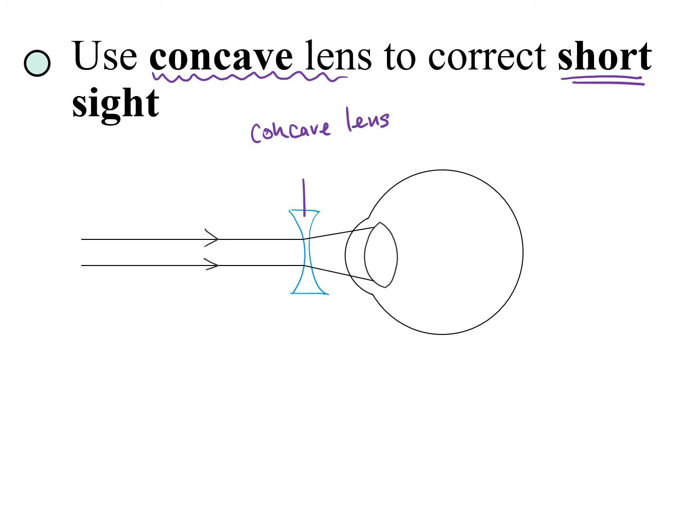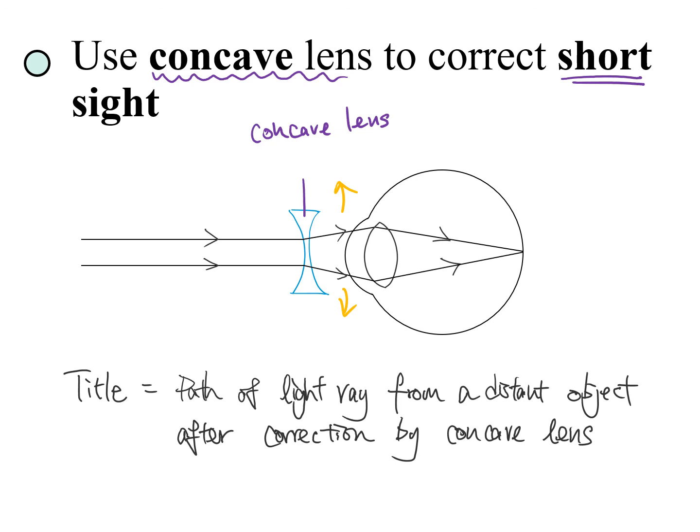And then, when the light ray goes through the concave lens, they will bend away from the center. Alright, bend away from the center. We call it diverge, 分散佢. And then the light ray is going to go into the eye and focus onto the retina. Don't forget your arrows again. So this is how you can use a ray diagram to show you can use a concave lens to correct short sight. Don't forget your title. Okay, path of light ray from a distant object after correction by concave lens. Alright, several important words: distant object, correction by concave lens. Perfect.